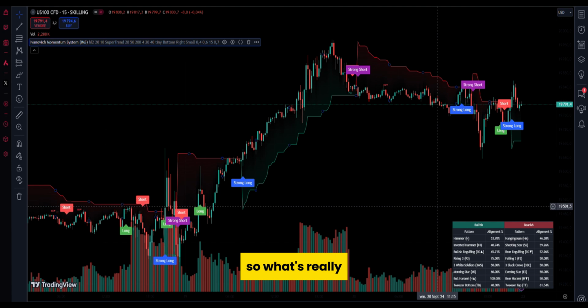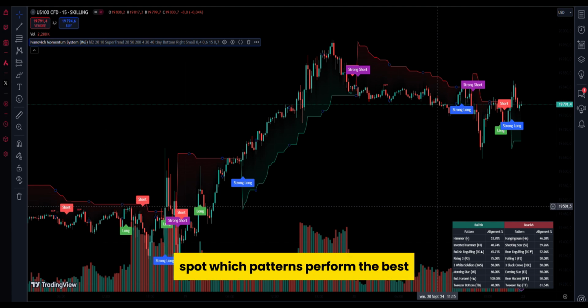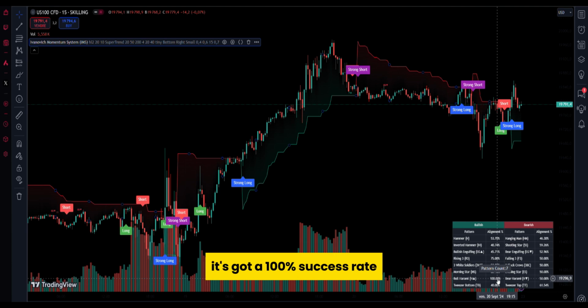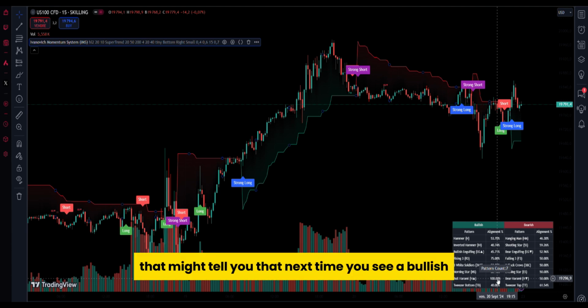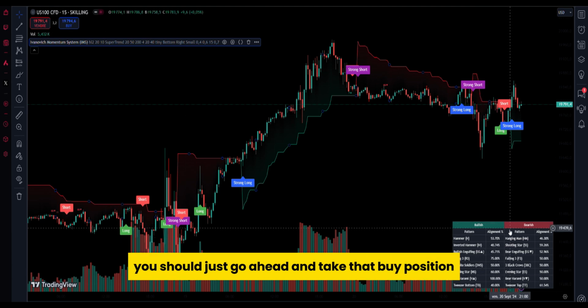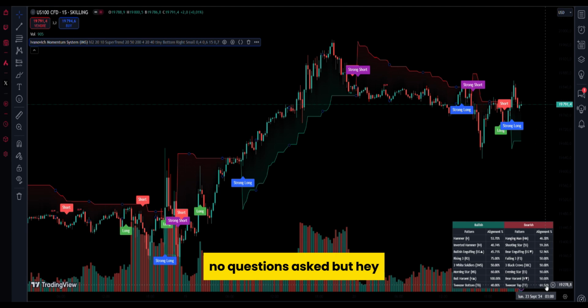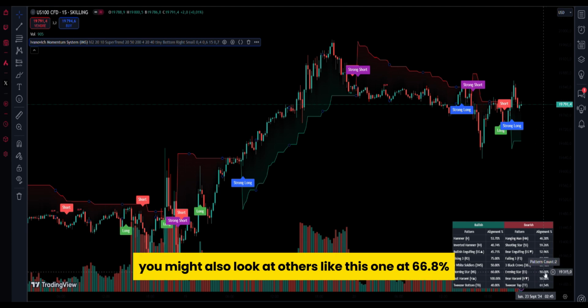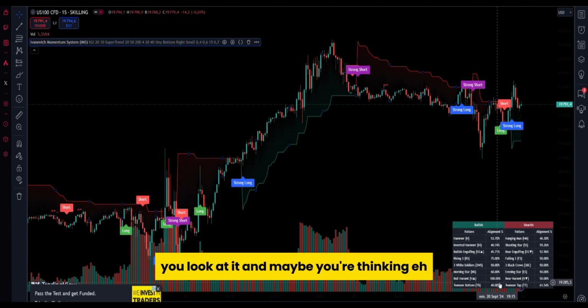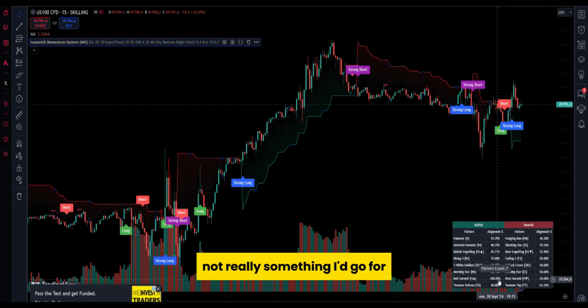So, what's really interesting here is that you can quickly spot which patterns perform the best. Look at this one, for example. It's got a 100% success rate, and it appeared 7 times. That might tell you that next time you see a bullish harami on your chart, you should just go ahead and take that buy position. No questions asked. But hey, you might also look at others, like this one at 66.8%. Not quite as convincing.